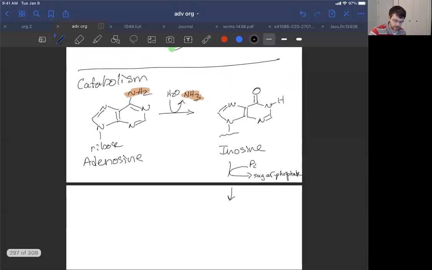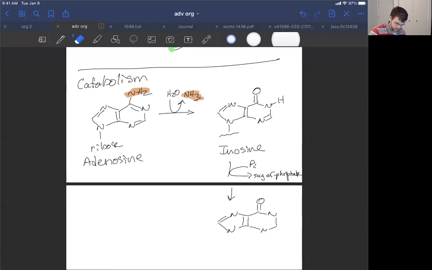The thing I want you to focus on though is converting inosine, which is a nucleoside, into this structure where now we have an H on the imidazole. Okay. So this structure is called hypoxanthine. I don't have a good sense of how we can remember that name, so I'll just keep moving on.